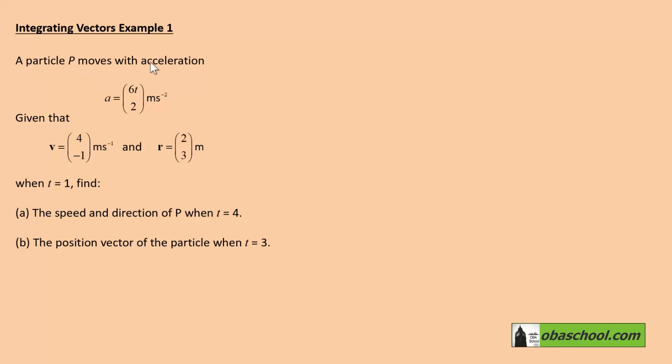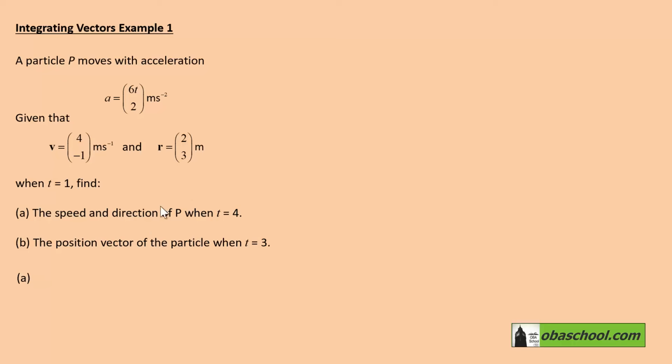Particle P moves with acceleration a = 6t i + 2 j meters per second squared. We're given that the velocity is (4, -1) meters per second, and that the position vector is (2, 3) meters when t equals 1. Given that, we want to find the speed and direction of P when t is 4, and the position vector of the particle when t is 3.